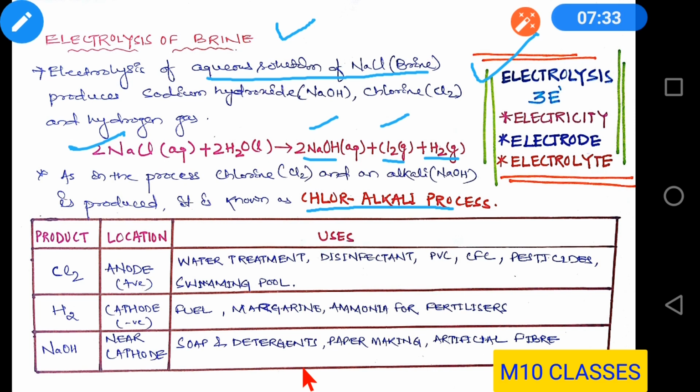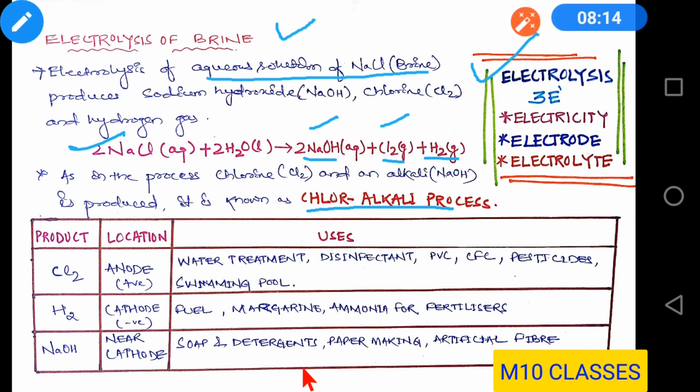Now these products which are formed, where are they formed? At which location are they formed? Now see, first of all, chlorine is formed at anode, hydrogen is formed at cathode. But how to remember them? You always remember the opposite charges attract each other. Chlorine, its ion Cl minus, so it will be attracted towards positive, that is your anode. So chlorine gas is formed near anode. What are its applications? Water treatment, disinfectant, PVC, CFC. PVC stands for polyvinyl chloride, CFC stands for chlorofluorocarbon, pesticides, and in swimming pools for cleaning.